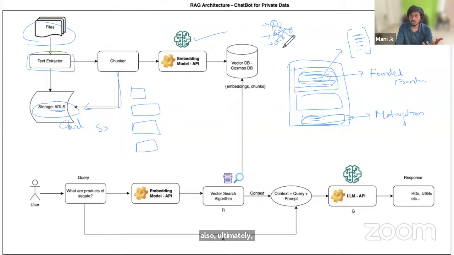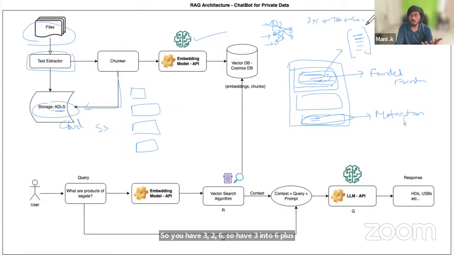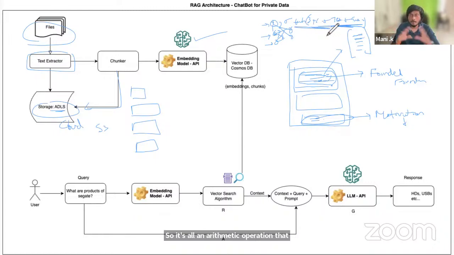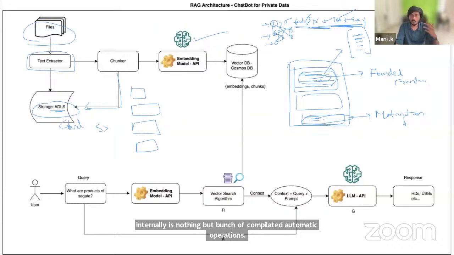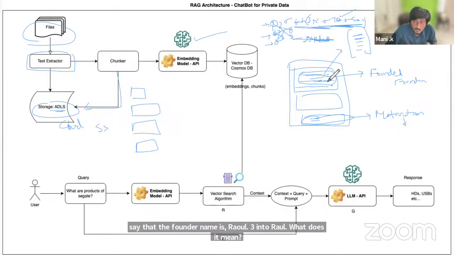So you have 3, 2, 6, so you have 3 into 6 plus 7 into 8 plus 9 into 2, and then you will take tanh of that because there will be an activation function. So it's all an arithmetic operation, right? A model internally is nothing but a bunch of complicated arithmetic operations like this, and arithmetic operations make sense only on numbers. Let's say the founder name is Rahul. 3 into Rahul, what does it mean? Doesn't make sense. So it's only numbers. That's why we will convert everything into numbers.